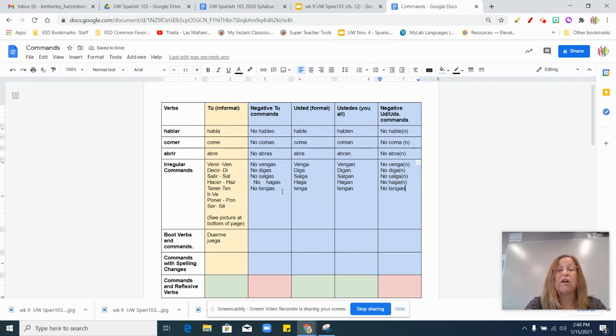And ir is just kind of weird. So the yo form of ir is voy. This one doesn't really follow the rules where you take off the o and add the opposite ending. You just have to remember that it's no vayas for the tú form. For the usted form, vaya. For the ustedes, vayan. And no vayan.